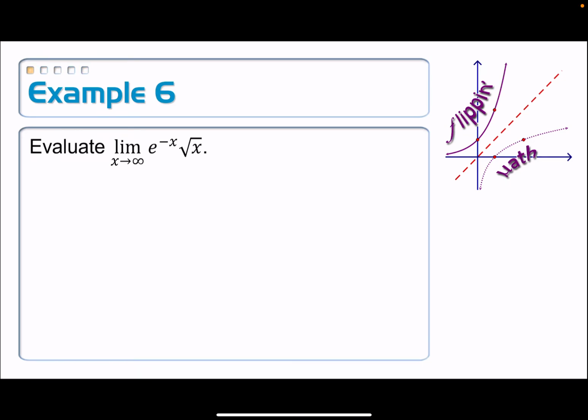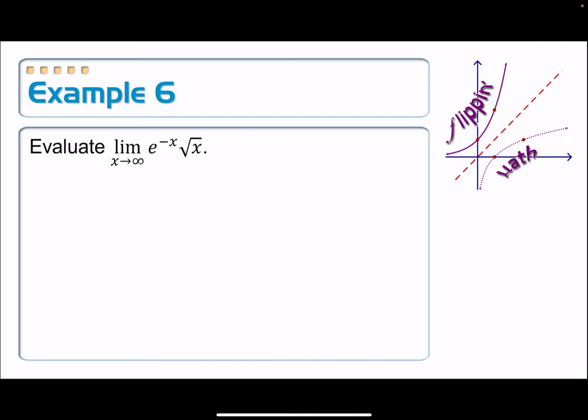All right, on example 6, we got another limit that we're trying to evaluate, and we're talking about L'Hopital's rule, which requires the indeterminate forms that we know so far, 0 over 0, or some kind of infinity over infinity. Let's see what happens in this example.